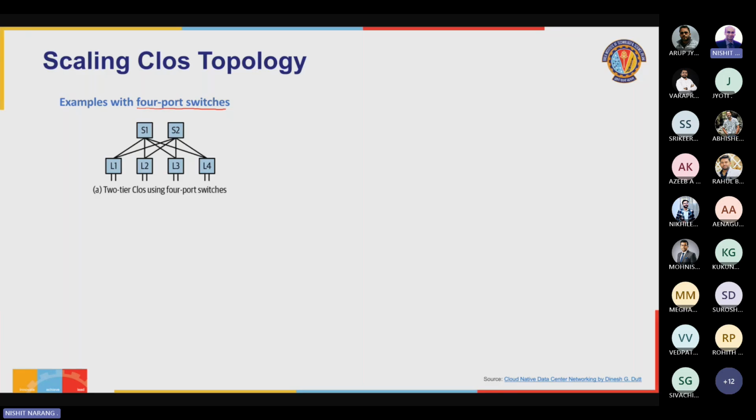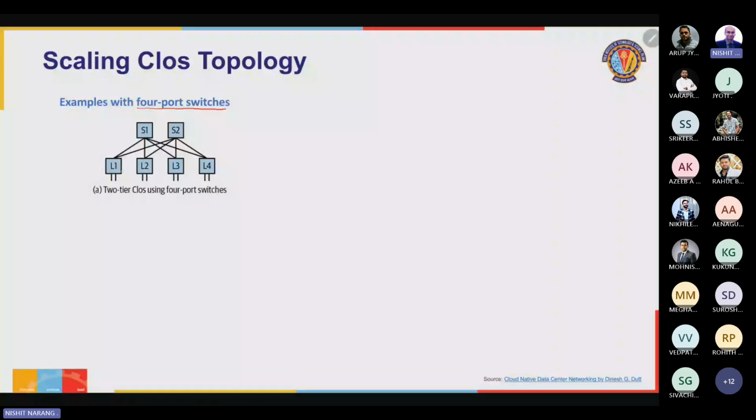And I want all leaves to be connected to all spines. And I also want some servers to be connected. So how many servers do you think are possible to connect in this 2-tier Clos topology using 4 port switches? I actually have 2 spines, 4 leaves. They are connected, and you'll see all ports are exhausted. All 4 ports are used. On the spine, 4 ports are used to connect to the 4 leaves. And on the leaf, 2 ports are connected to the spines and 2 are used to connect to servers.